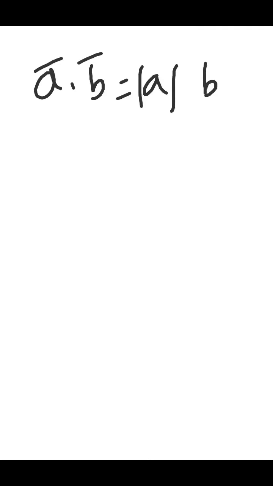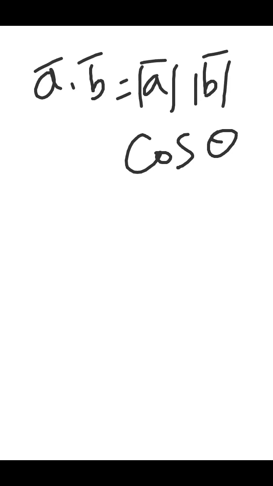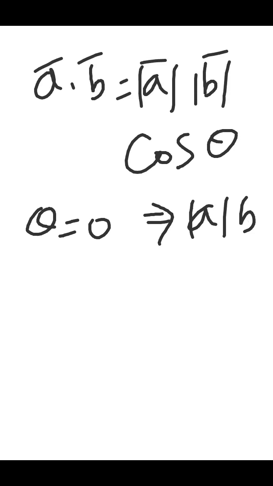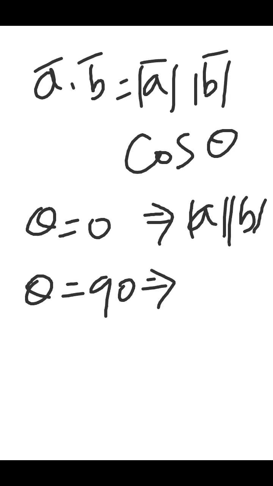Before that, you first need to know what a dot product is. So A vector dot B vector is equal to modulus of A times modulus of B times cos theta. Now what is theta? Theta is the angle between the vectors. If theta is 0, then this will give you the value of mod A times mod B. Again, if theta is 90 degrees, then it is giving you 0.